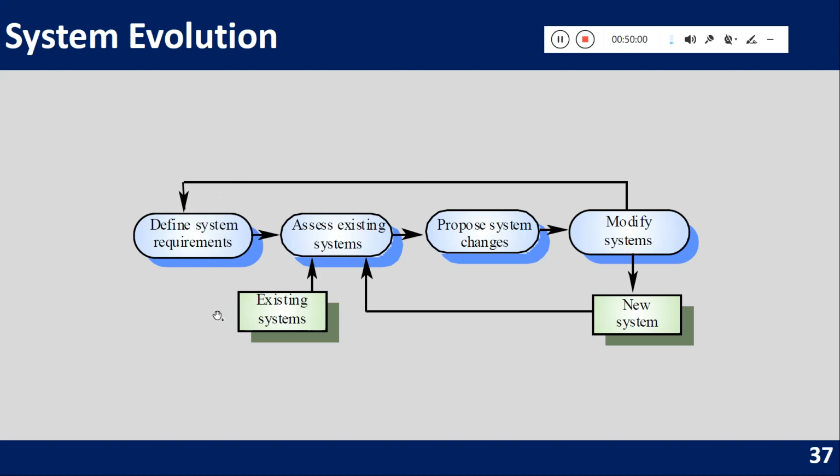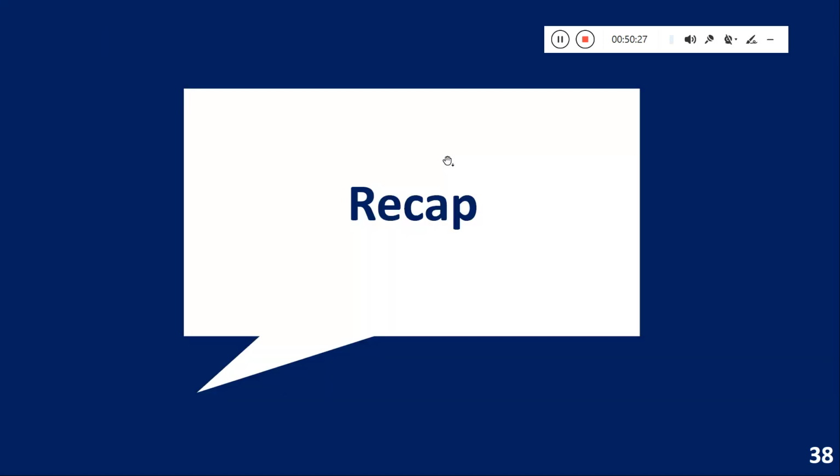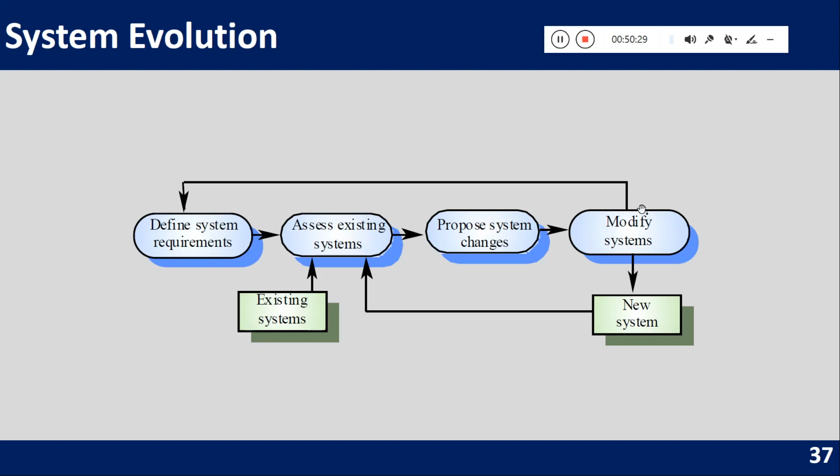So there are maybe two dimensions here. The first is that we define the system requirement, assess the existing system, propose the changes, and modify the system. After we modify the system, we are essentially building a new system and trying to incorporate the existing system. And after modifying the system, this is how the evolution iterates, coming back to define the system requirement.